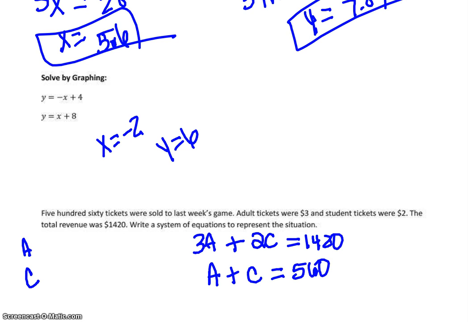All it wants you to do is write the system. It says nothing about solving, so you're done. Go to the next page.